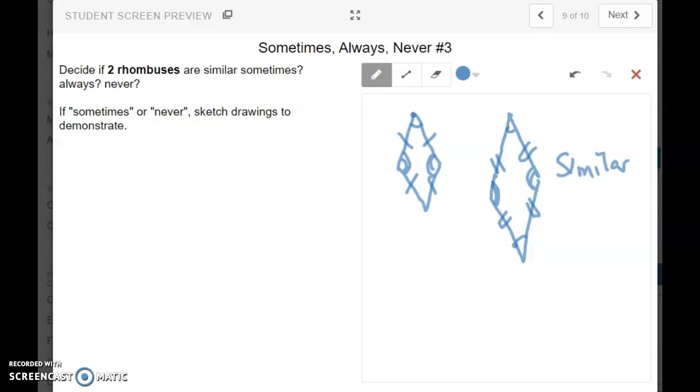But can you also have rhombuses that are not similar? A classic example is I can just draw a square, and I know that that's a rhombus. Squares are always rhombuses. The definition of a rhombus is a quadrilateral with four sides that are the same length. And if I draw a square next to a non-square rhombus, they are both rhombi, but they're obviously not similar. So this is going to be only sometimes again.